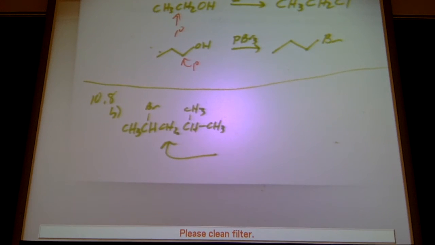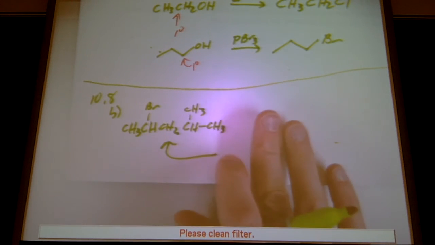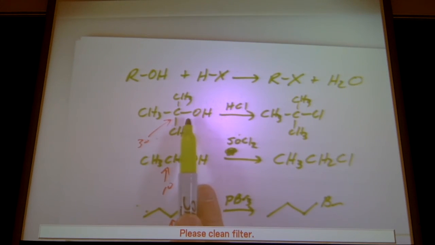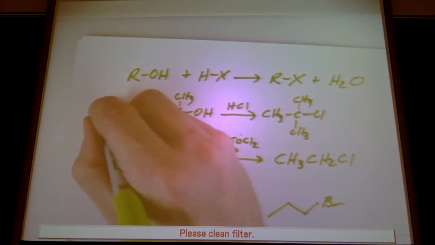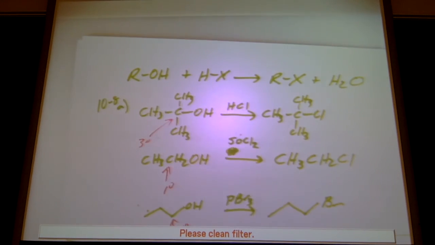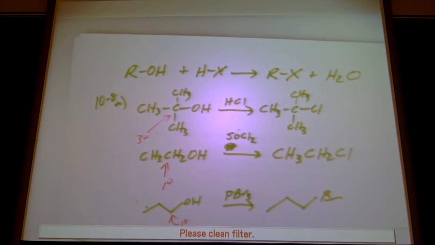So 10.8 is: how would you prepare the following alkyl halides from the corresponding alcohols? The very first one, A, was actually this problem here. You were given the tertiary chloride, so you just use the HCl. That's the answer to A of that problem.